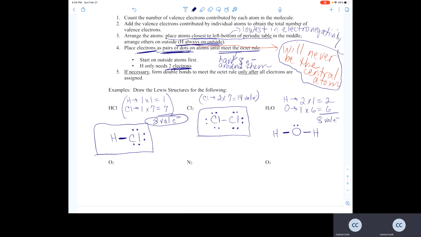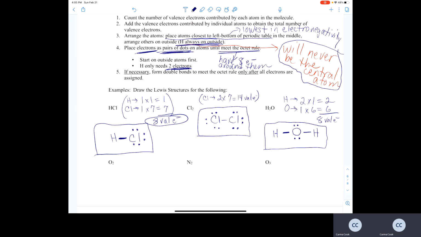The remaining 4 I'll put around the oxygen atom in the center, because hydrogen's perfectly happy with just having 2 electrons around it. So those additional 4 electrons will go on the oxygen. And now the oxygen has 2, 4, 6, 8 electrons around it. Each hydrogen is happy with just having 2 electrons around it.